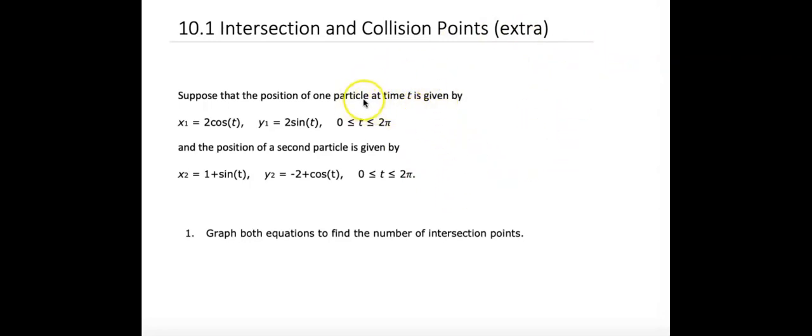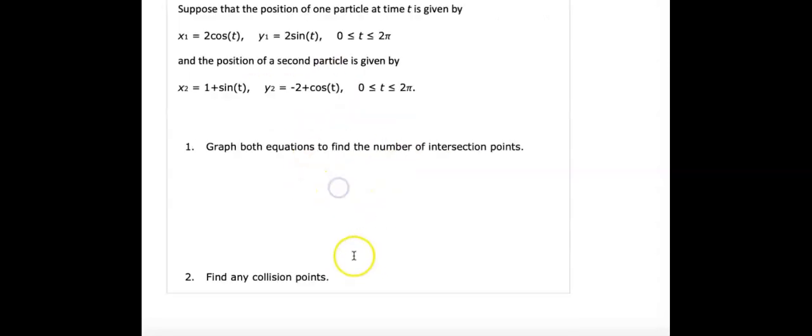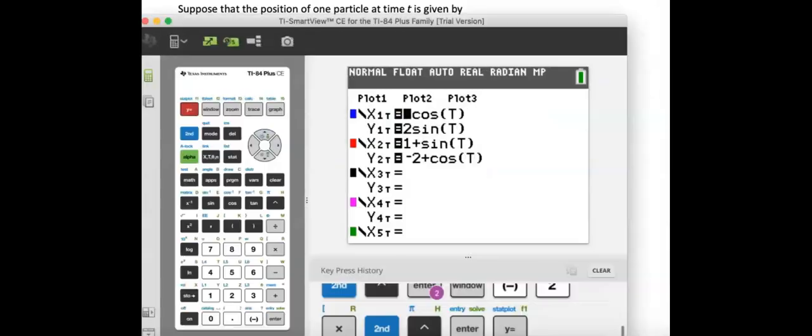Suppose the position of the first particle at time t is given by x1 equals 2 cosine t, y1 equals 2 sine t, and the position of a second particle is given by x2 equals 1 plus sine t, and y2 equals negative 2 plus cosine t. And both of these go from 0 to 2 pi. And so to see what that looks like, we're going to graph it. We want to find the number of intersection points just by graphing.